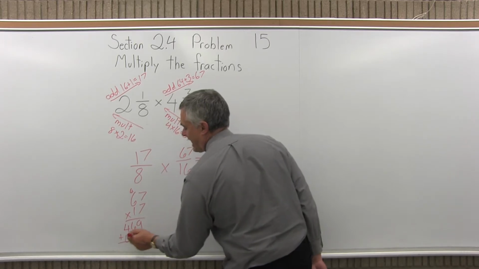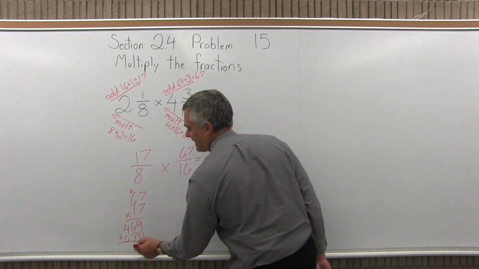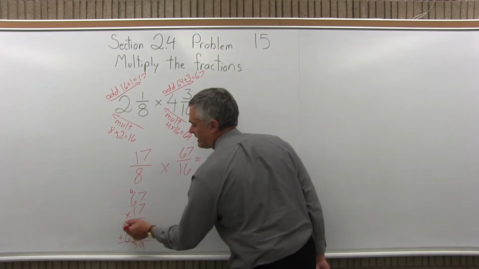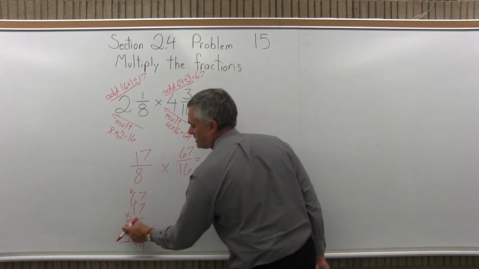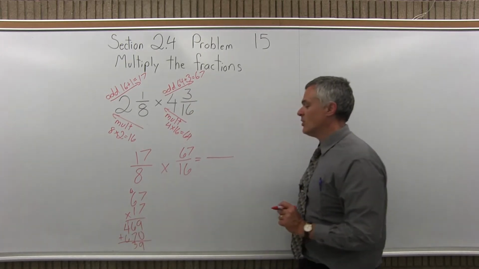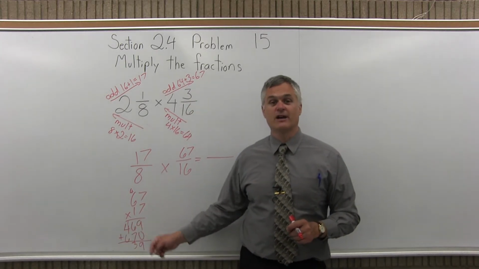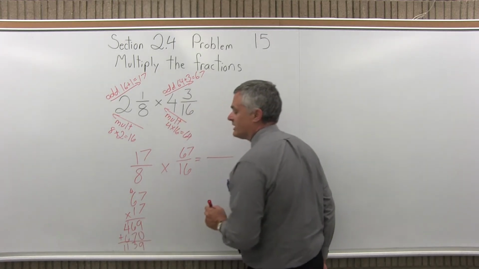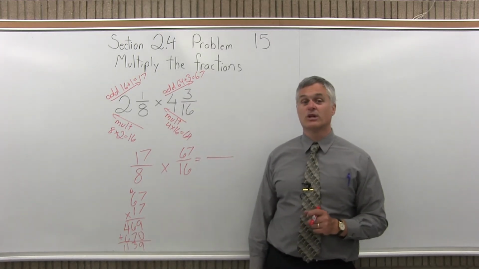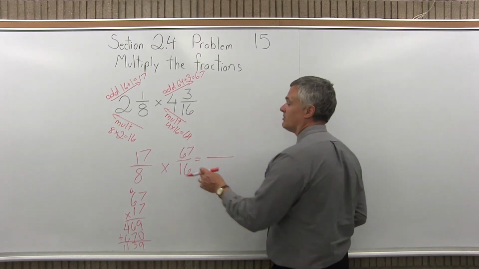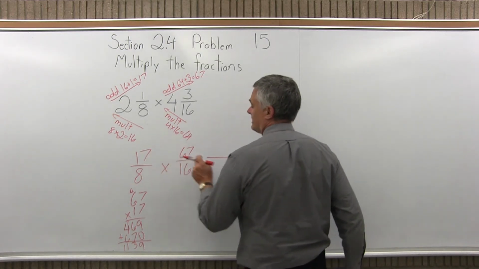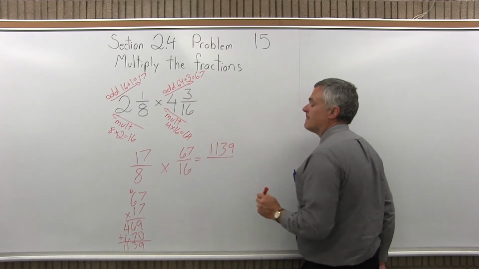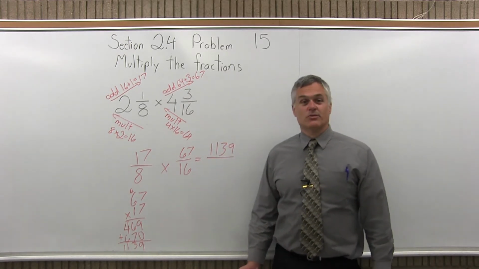And then I will add 9 plus 0 is 9. 6 plus 7 is 13. I write the 3, carry the 1. And then 1 plus 4 plus 6 will be 11. 1 plus 4 is 5. 5 plus 6 more is 11. So I have an 11 with a 39 after it, which is 1,139. That's the result of multiplying the numerator 17 times 67. 1,139. Now, the denominators will be a little easier.